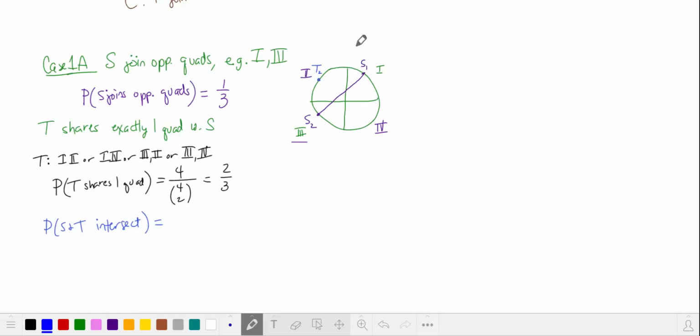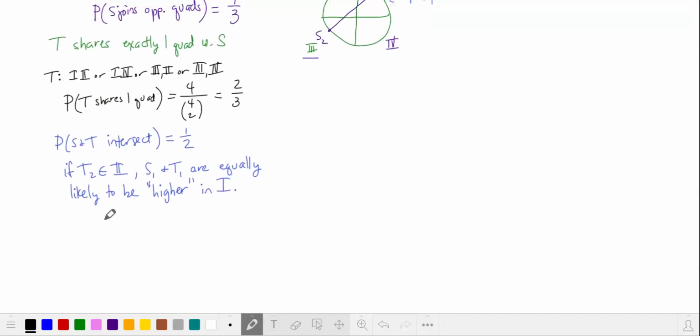If our other endpoint T1 is here above S1, which I'll note like this, it just means that T1 is higher up in this quadrant than S1 is, then we'll have no intersecting point. If T1 is below S1 in this quadrant, meaning it's further to the right, then we will have an intersecting point. The locations of S1 and T1 are randomly distributed in quadrant 1. Both of them are equally likely to be above the other, so the probability that we have an intersection is just 1/2. All of these events are independent, so we'll multiply them.